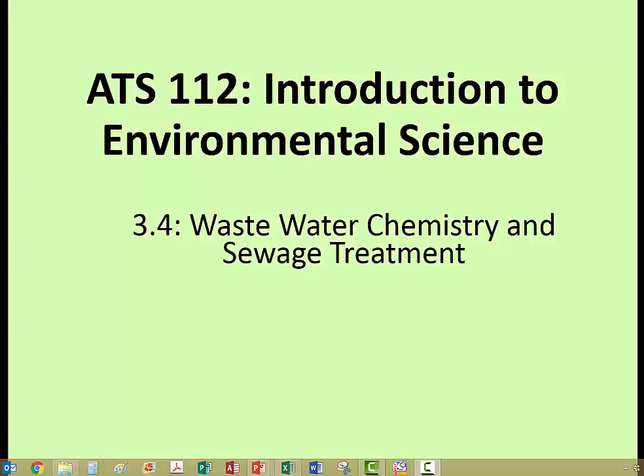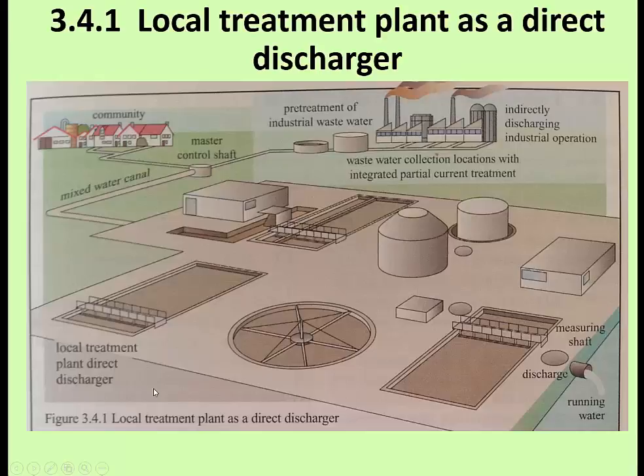Section 3.4 of the book deals with the treatment of sewage and wastewater chemistry. In the first section, the author talks about local treatment plants as direct dischargers into various water sources. The schematic that he gives just talks a little bit about what you would see for these local treatment plants, which can include municipal waste, industries.